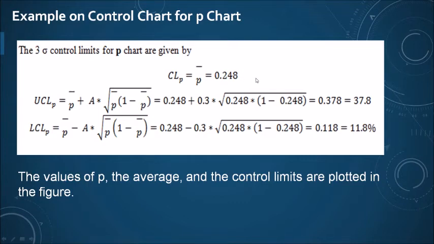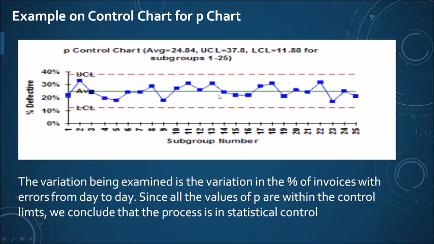So all these values will be plotted on the graph. Similarly, all the P values which we have computed in the table are also plotted to check whether there exists any unwanted variation. So this is basically the graph which is generated because of these values. UCL is 37.8, LCL, that is the lower control limit, is around 11.8, then the center line is around 24.8%, and then all this blue line is nothing but your p values.